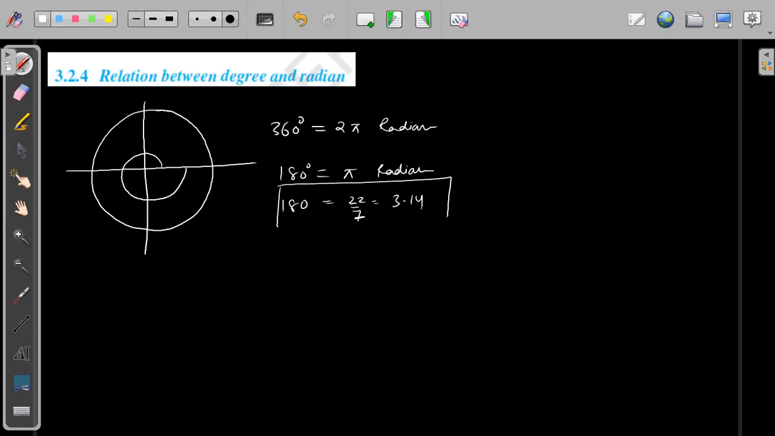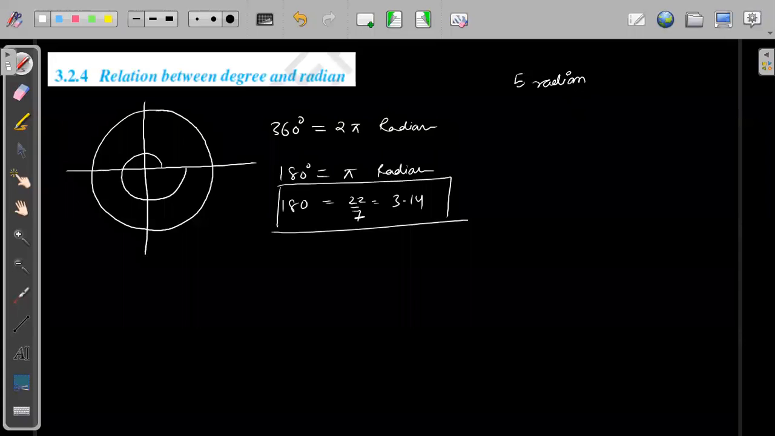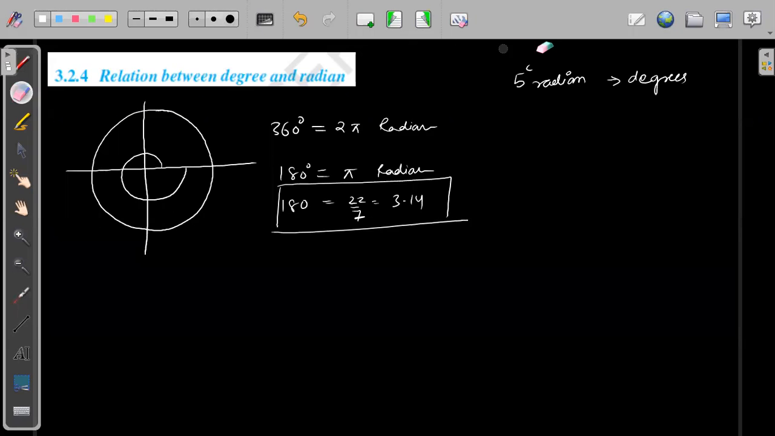Fine. So we can write 1 radian in terms of degrees, and we can write 1 degree in terms of radian, right? Suppose you have been given 5 radian. Find the value of 5 radian in terms of degrees. Radian might be given as 5 with a superscript c, so 5c or 5 radian, both are the same thing. Tell me the value in terms of degrees.